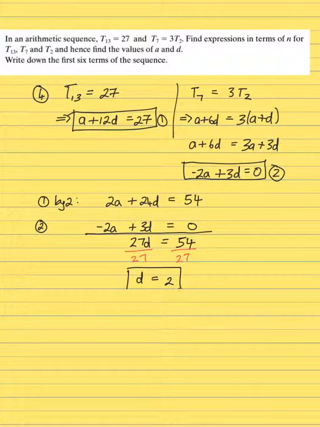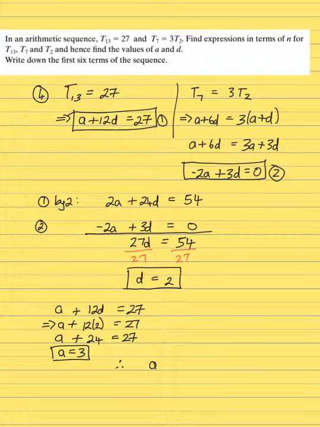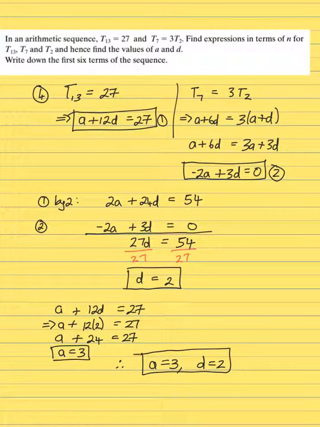So we now have d, and of course we can just substitute that back into our first equation. A plus 12d is equal to 27. Just using this equation up here. And we know that d is 2. So that means that a plus 12 times 2 is equal to 27. A plus 24 is equal to 27. Gives us, of course, that a is equal to 3. And we now know our a value is 3, and our d value is 2. So that was the next part, find the values of a and d.